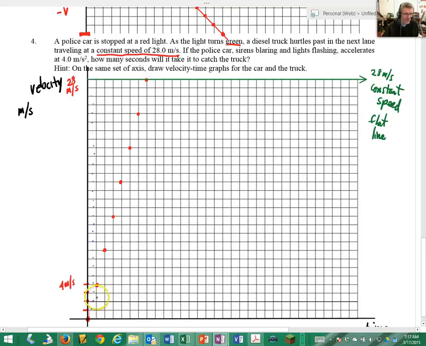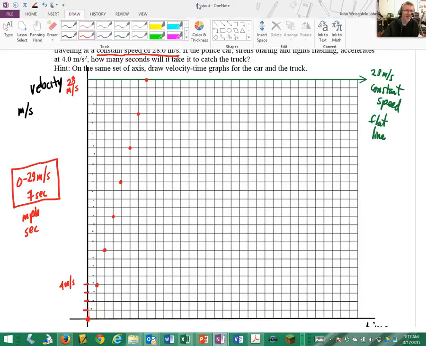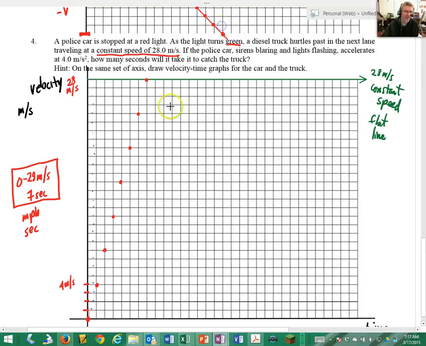So what you should do is you should say it took 1 second, 2 seconds, 3 seconds, 4 seconds, 5 seconds, 6, 7 seconds for the police car to catch the truck. So that means 0 to 28 meters per second in 7 seconds. You could convert that to miles per hour in how many seconds. And I don't know if that's 0 to 60. It might be. I could figure it out though. And so let's draw in that the police car will basically intercept, because it's going to try and pull the truck over, right? In about 7 seconds.